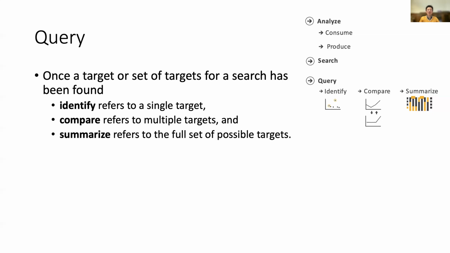And summarize is not about a specific target. It's about multiple targets, and it's not about the differences between them. Summarize is about the common things of the multiple targets, and compare is about the differences between the multiple targets. Identify is usually a single target.